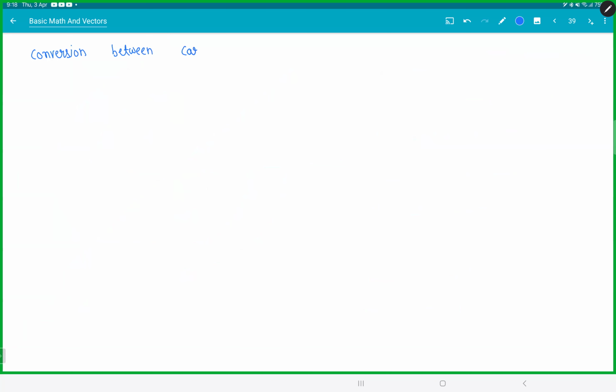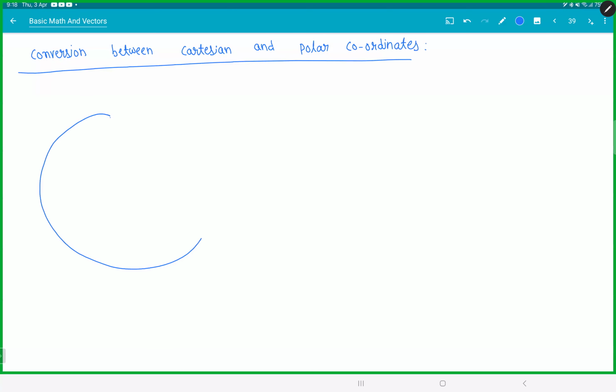Conversion between Cartesian and polar coordinates. Quite a useful thing. We are going to use this a lot later on also. So if you have a circle, look at the idea here. I will draw both the axes at the same time.